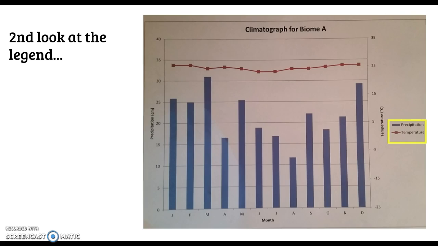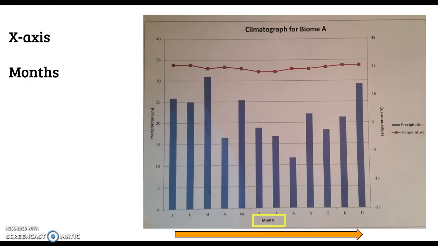For example, we can see that the line graph represents the average monthly temperature and the bar graph represents the average monthly precipitation. Bar and line graphs both have an x and y axis. The x-axis runs horizontally. I like to look at this axis first. As you can see, the x-axis represents the months of a year. Therefore, the letter J in this case must represent January, and the letter F must represent February, and so on.